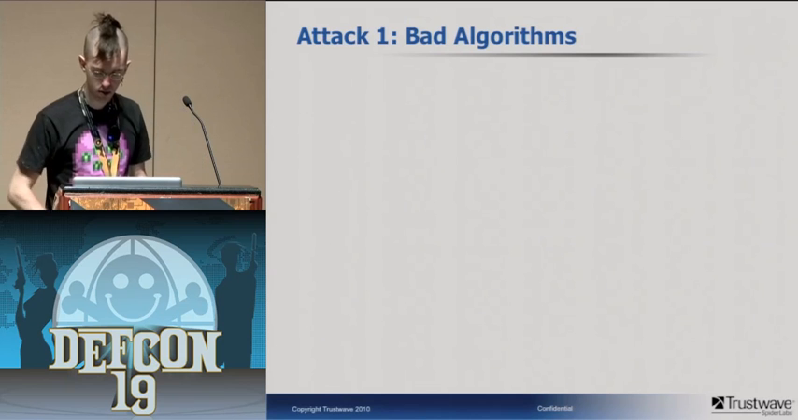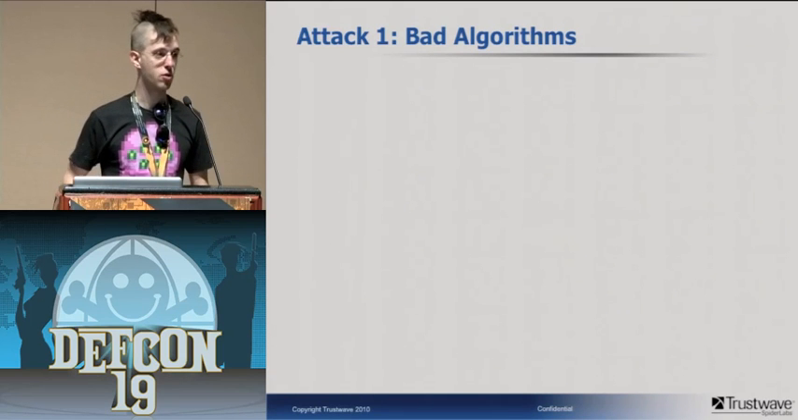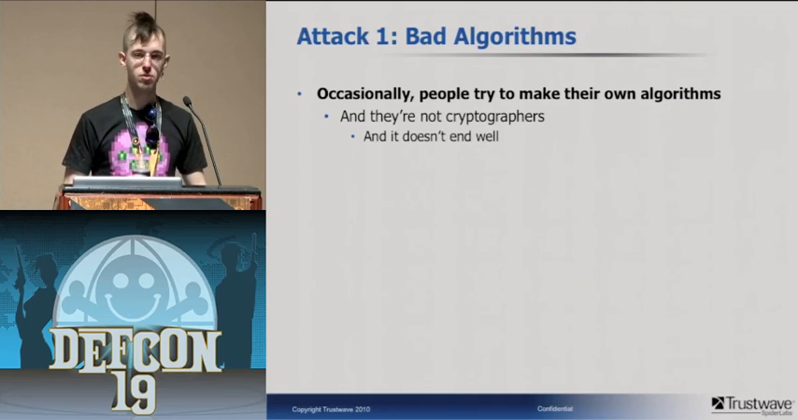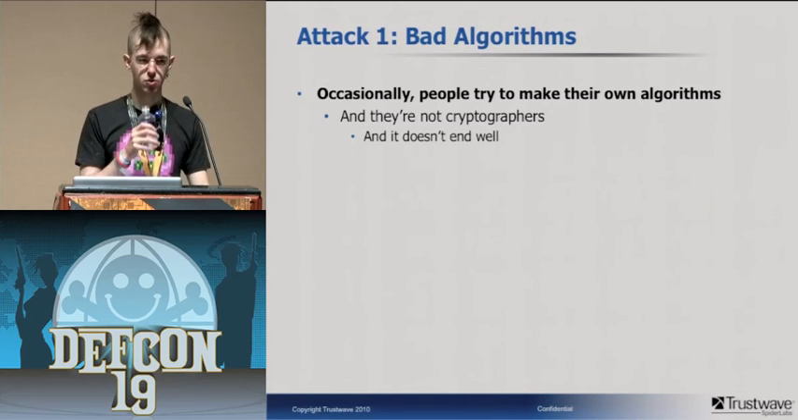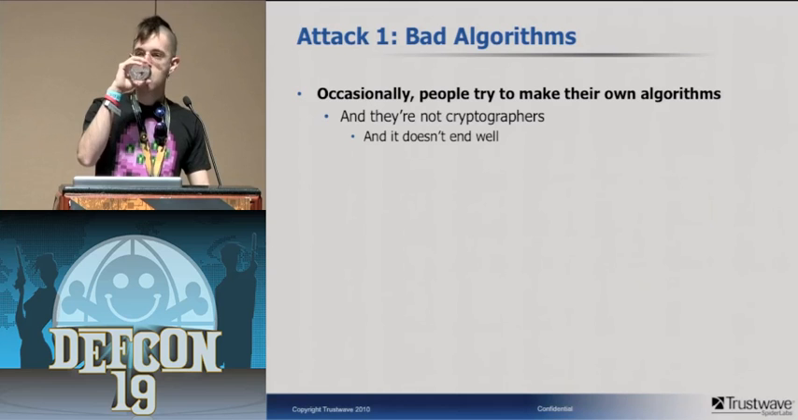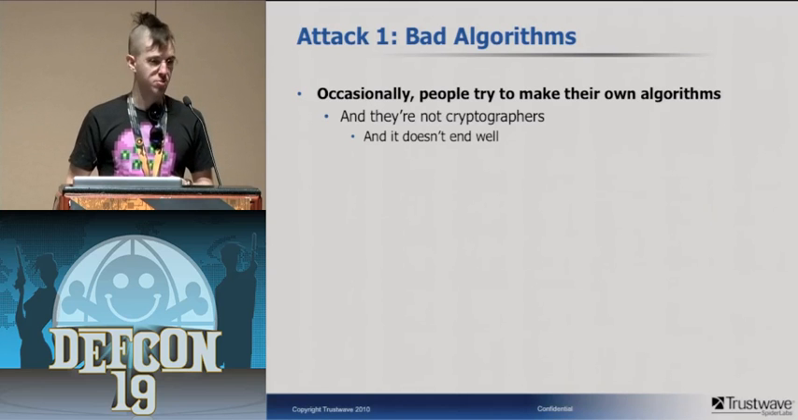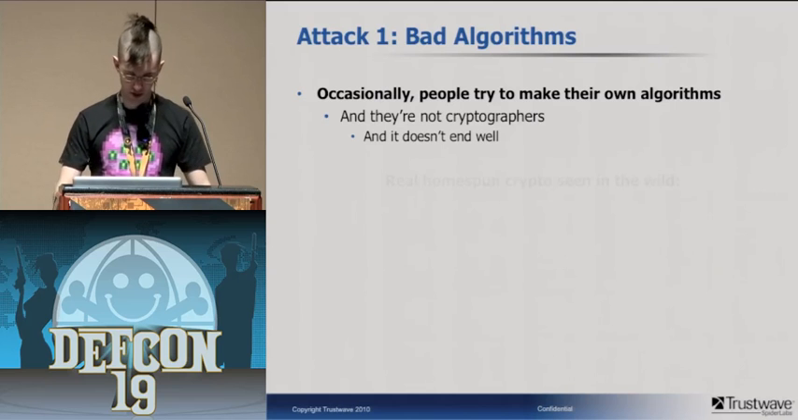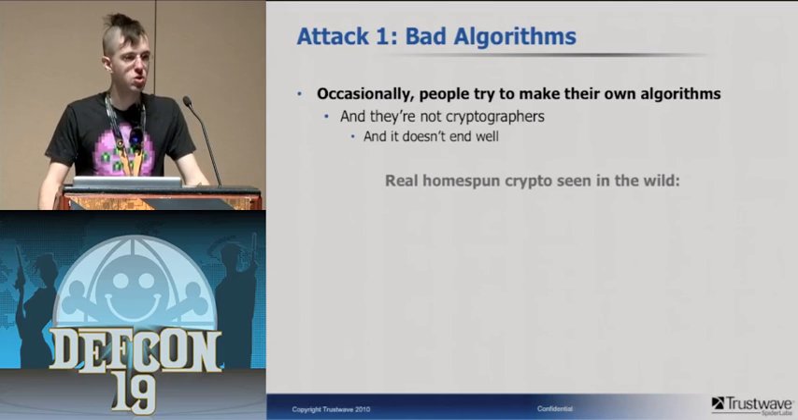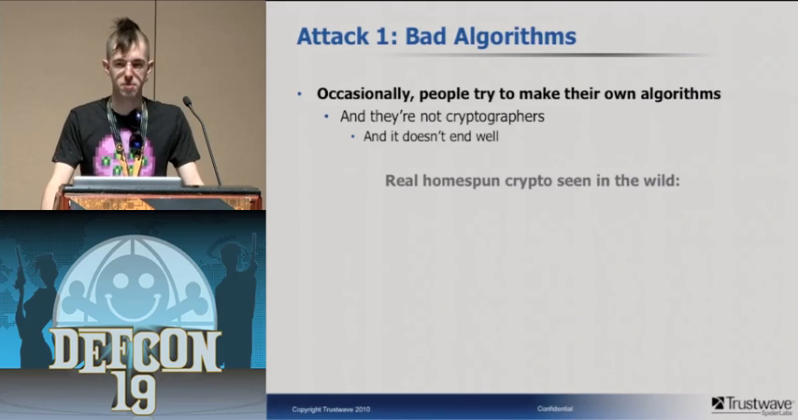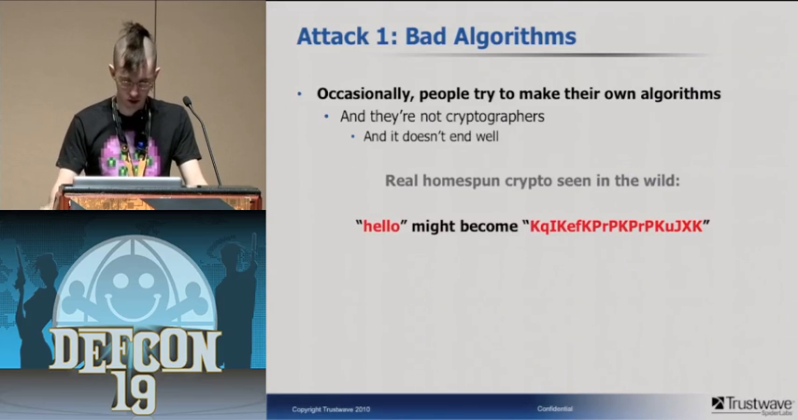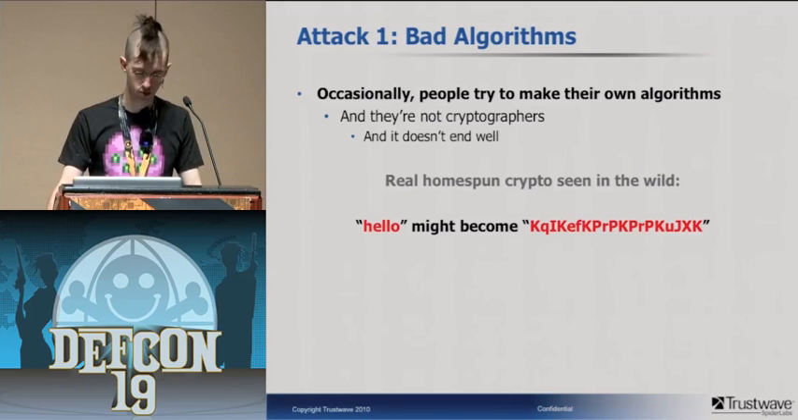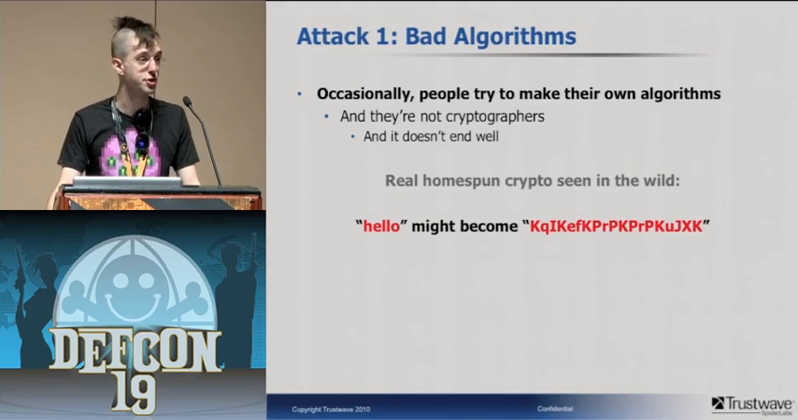So let's talk about using oracles to attack some bad algorithms. Occasionally people try to write their own crypto and it doesn't work out too well. Unless you're a cryptographer, and even then sometimes it doesn't work out so well. So let me show you some real homespun crypto that I've seen in the wild during a pen test. So here's a plain text, hello, and its corresponding ciphertext, which is a bunch of what looks like gibberish.